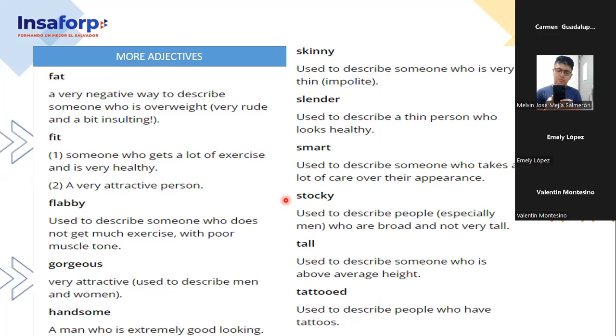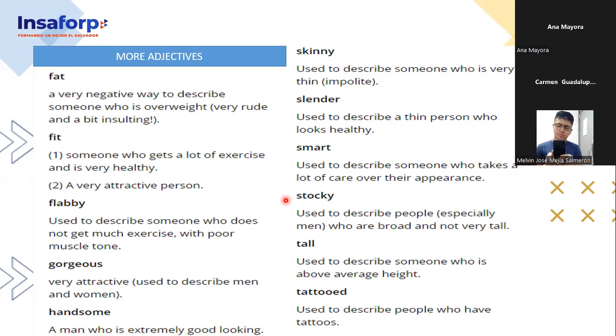Stocky. Mm-hmm. Stocky. Sin pronunciar la E. Exactly. That's what I was going to decir eso, Iván, but thank you. Use it to describe people, especially men who are broad and not very tall. Not very tall. Okay. Tall, very tall.